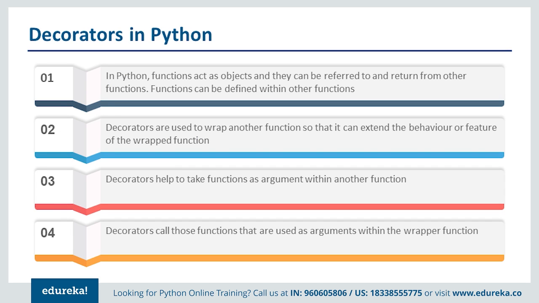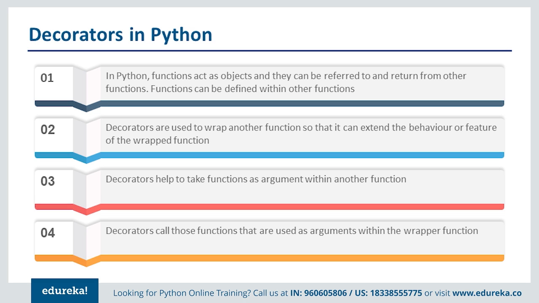Now decorators are very important for the overall Python programming mechanism. In Python, a function acts as an object, it can be referred to and can return values, and we can also have functions defined within other functions. We can have nested functions. So decorators are used to wrap another function so that it can extend the behavior of the wrapped function. In order to extend the behavior of a particular function, we can use a wrap, and these wraps are known as decorators.